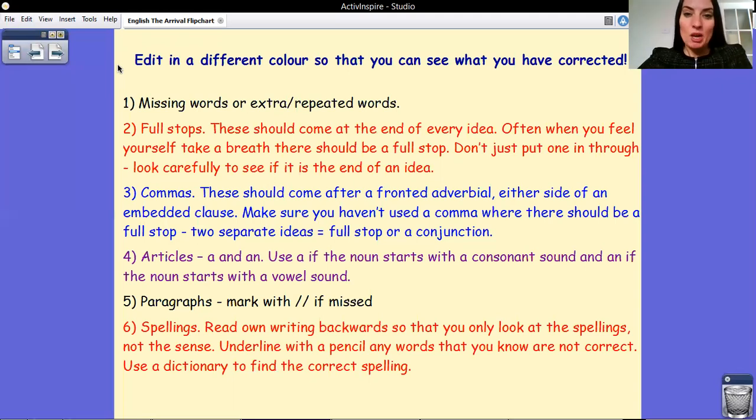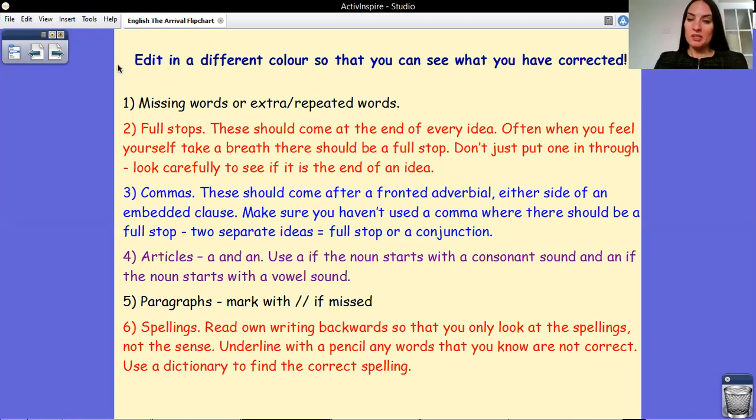So next we are looking at punctuation. Now obviously the most important pieces of punctuation are the full stops and capital letters. Obviously at year 5 and 6 we use a variety of punctuation at higher level, but we'll look at them in a moment. Well, first of all, just going to look at the basics. So full stops, these should come at the end of every idea. Often when you feel yourself take a breath as you read, there should be a full stop. Don't just put one in though, look carefully to see if it's the end of an idea.